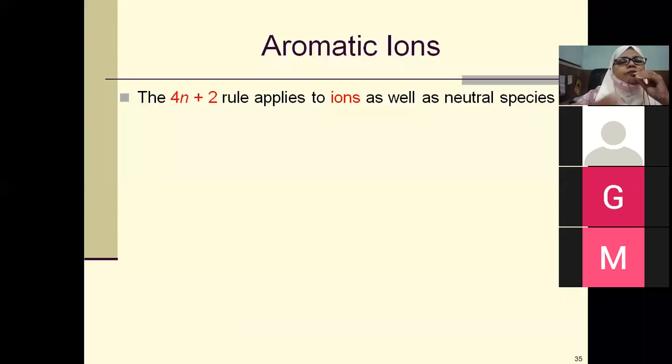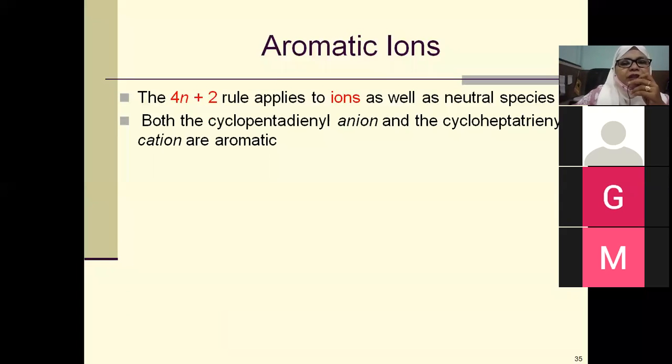Please mute yourself. So the 4n+2 rule applies to ions as well as neutral species. Neutral species we have seen, and the same rules can also be applied to ions. So ions can also be aromatic in nature with the help of resonance structures. Both the cyclopentadienyl anion and the cycloheptatrienyl cation are aromatic in nature. Okay, we will see the structures here.